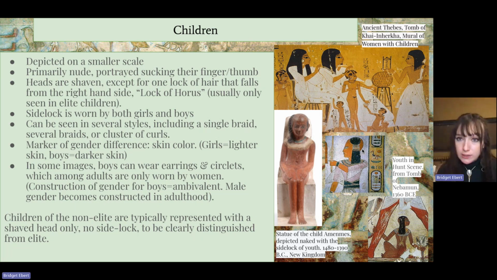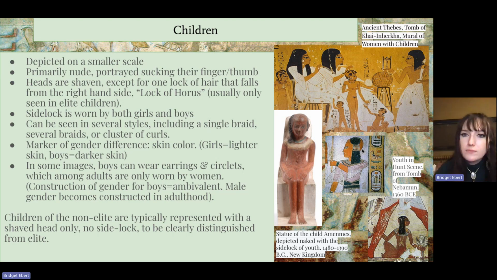There is a marker of gender difference, again, similar to the men and women, as girls have the lighter skin and boys have the darker skin. In some images, boys can wear earrings and circlets, which among adults were only worn by women. So the construction of gender for boys is ambivalent. Male gender becomes constructed in adulthood. And children of the non-elite are typically represented with a shaved head only, no side lock, to be clearly distinguished from the elite.